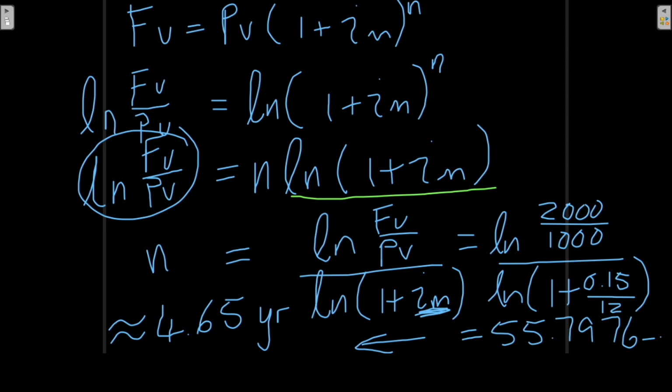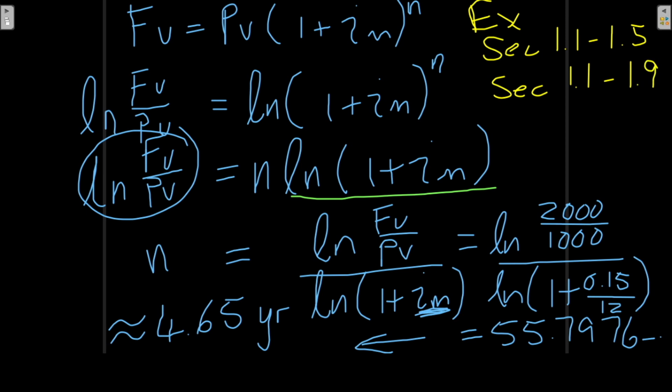You can now do the exercises. You will see on pages, I think it's 34 or 35 onwards, there are some exercises. You should be able now to do the exercises on sections 1.1 to 1.5, and then on sections 1.1 to 1.9, you should be able to do numbers 1 to 4 as well as numbers 6 and 7.